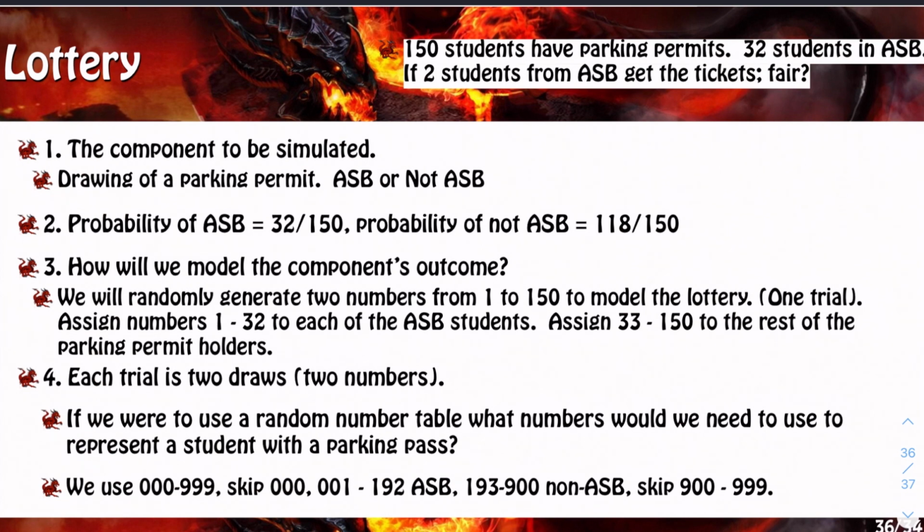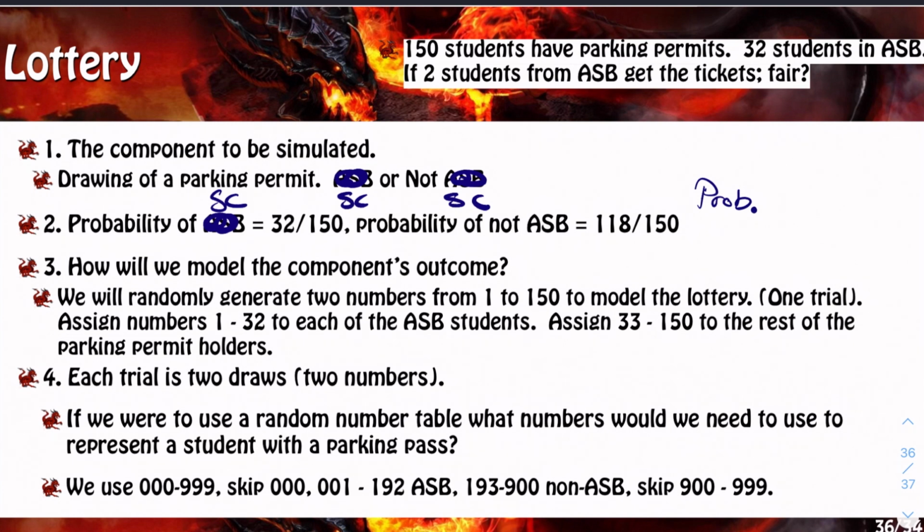So what are the components? We're drawing a parking permit, and either they're in student council or they're not in student council. The probability of someone being selected at random of being in student council is 32 out of 150, which means that the probability that it's just a regular student, not in student council, would be 118 out of 150. Now we've determined our probabilities.